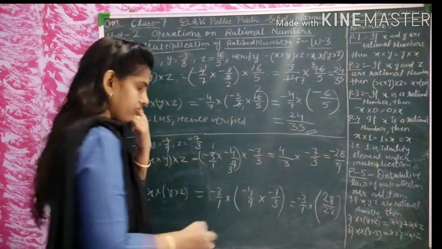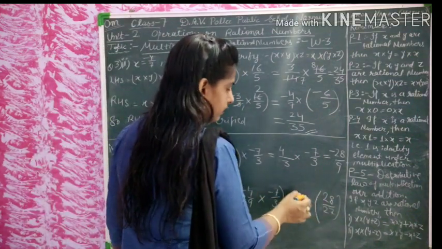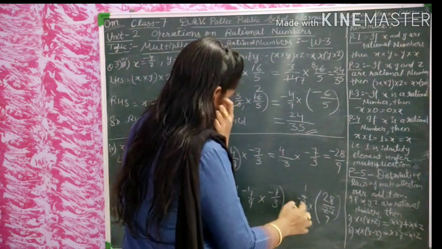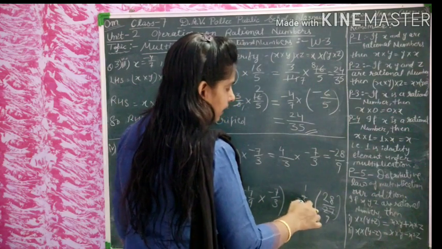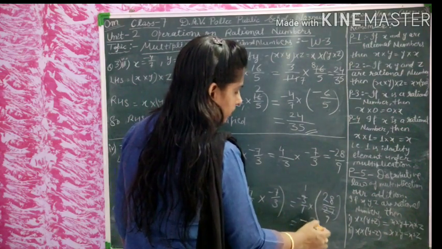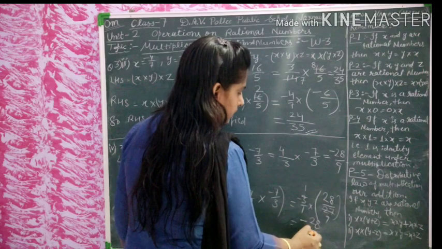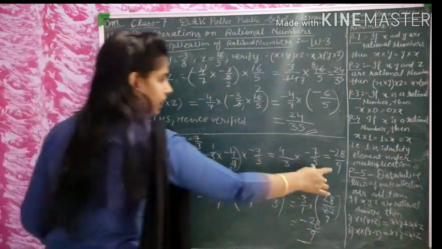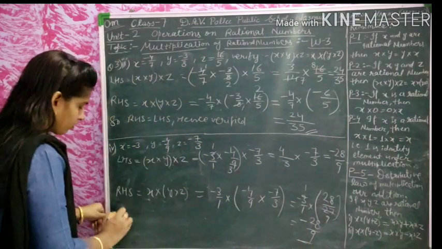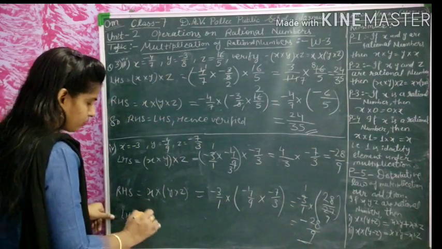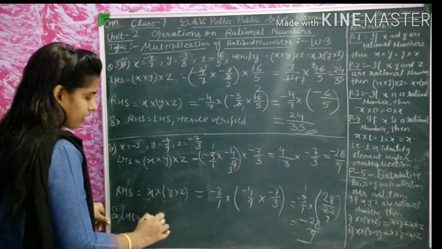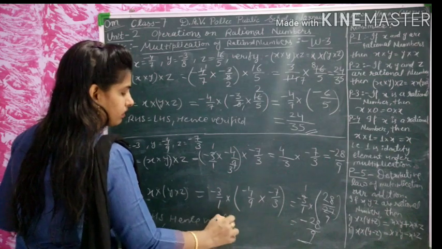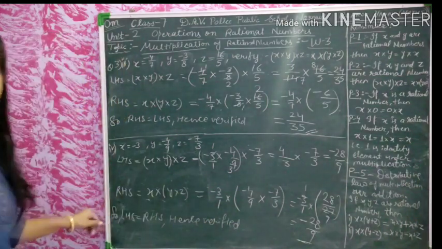And now, any number dividing? Yes, both numbers are divisible by 3. 3 1 is 3, 3 9 is 27, and we will get here the minus sign is there, and 1 21 is 21, 28 1 is 28, and 9 1 is 9. We will get the answer here. So students, you are seeing there LHS and RHS both are the same. So LHS is equal to RHS, hence verified. Is it clear, students?